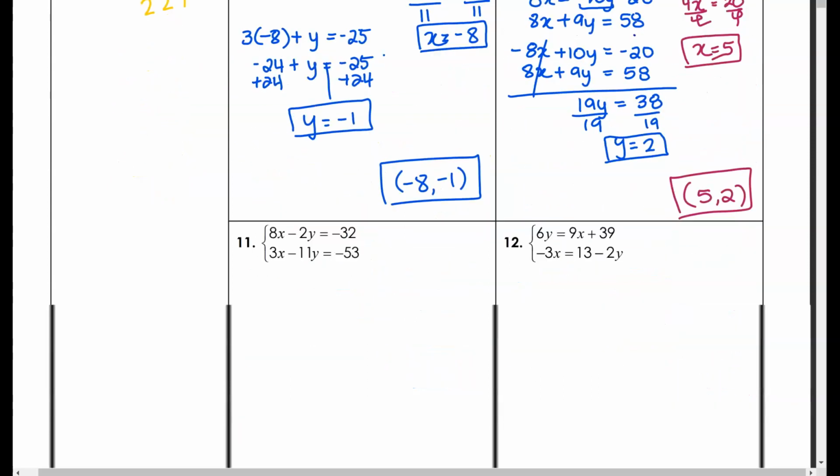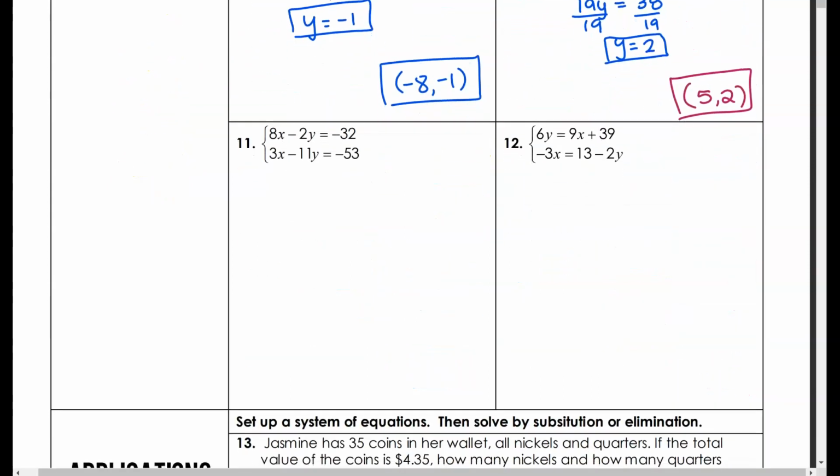So all of these, so far, are unique solutions. All right, let's take a look at number 11 here. Again, I'm going to find one that I can easily cancel out. But notice that 8 times 3 and 2 times 11 are not multiples of each other. So I'm just going to have to pick one and multiply both the equations by something.